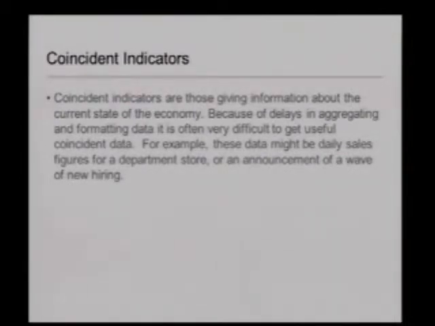Coincident indicators are those giving information about the current state of the economy. Because of delays in aggregating and formatting data, it is often very difficult to get useful data of this nature. For example, these data might be daily sales figures for a department store or an announcement of a wave of new hiring.